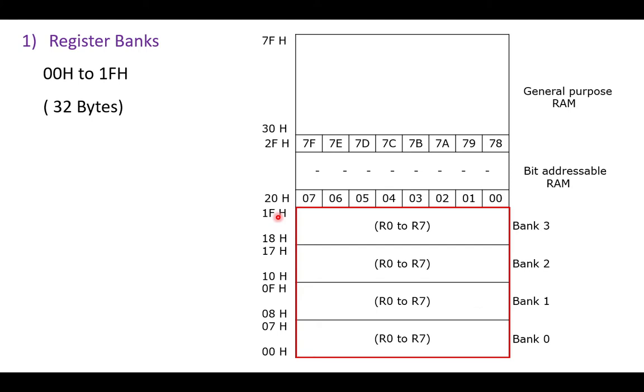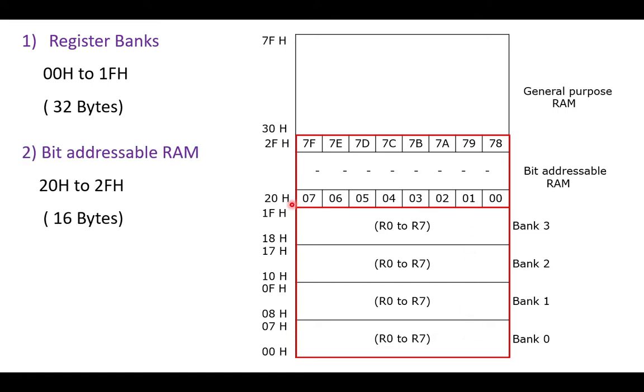1FH. The second group is bit addressable RAM, which resides exactly above the register bank, and it ranges from 20H to 2FH. So in total, it has 16 bytes: 20H, 21H, 22H up to 2FH. The speciality of this RAM is it is bit addressable as well as byte addressable. Means if you take the example of say 20H, then it can be used as a whole 8-bit memory location where 8-bit data can be stored, or I can store a single bit in any of these bits.